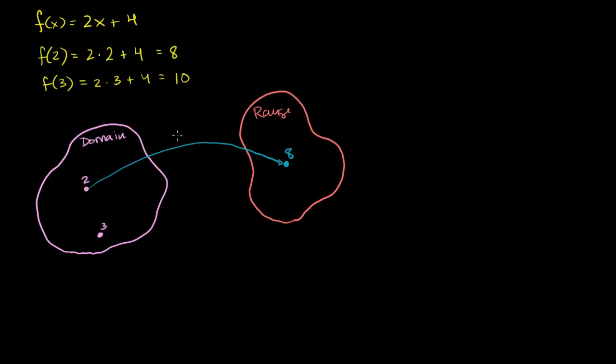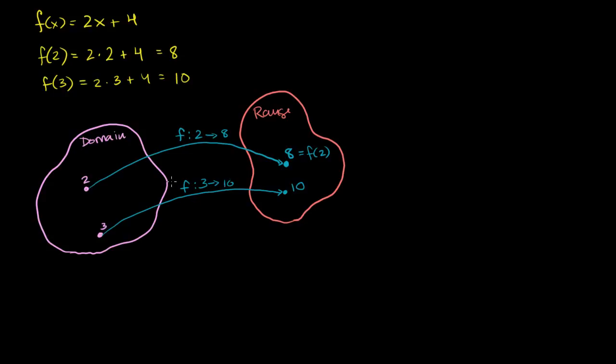And it's being done by the function. The function is doing that mapping. That function is mapping us from 2 to 8. This right here is equal to f of 2. Same idea: you start with 3, and 3 is being mapped by the function to 10. It's creating an association. The function is mapping us from 3 to 10.